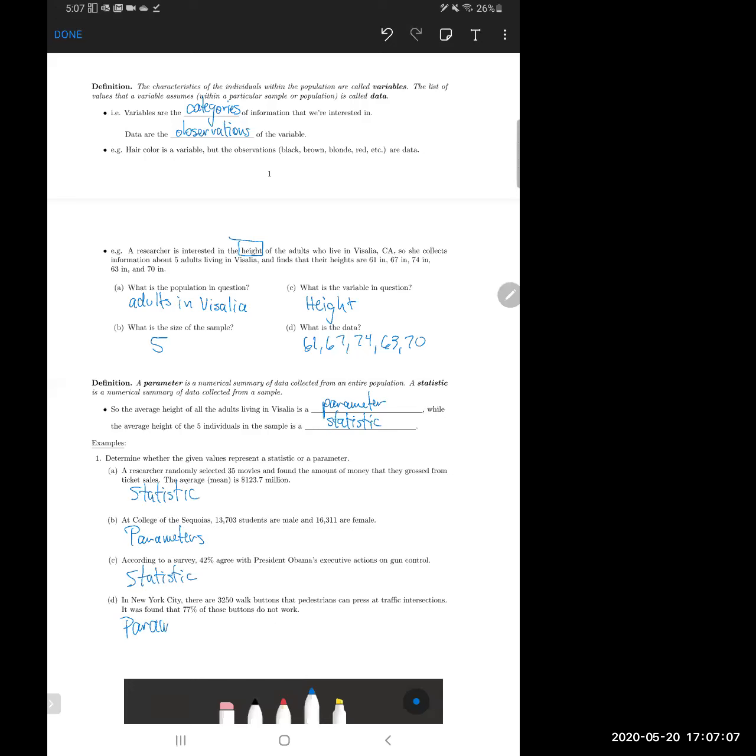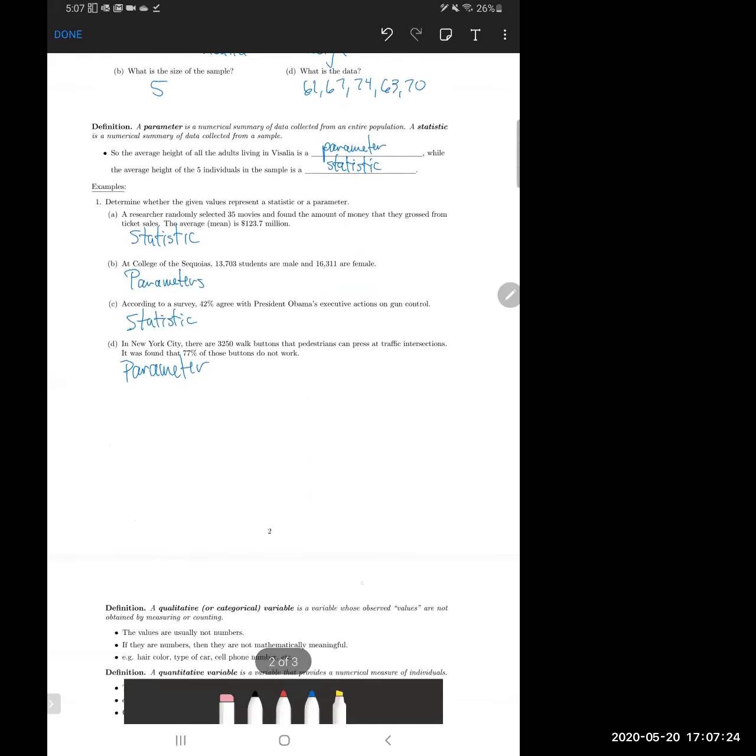Boy, could you imagine if that was true? That would be pretty sad. But anyway, that 77% is a parameter for sure. It's definitely a parameter, because they're talking about all of the walk buttons, right? Not just a sample of some of them. So hopefully that makes it pretty clear the difference between statistics and parameters.